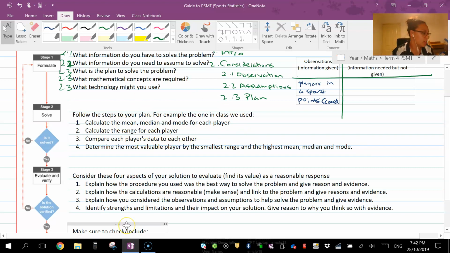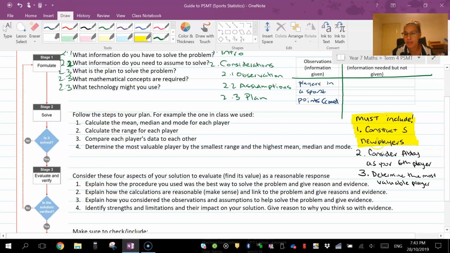There are 3 things I want you must include, and I'm going to pause it so I can write them down. So here they are. These are the things that I'm expecting from you in your solution section that you must include. You are going to construct 5 new players data using random number generator. You have to consider Abby as your 6th player. So you will have 5 new players. So you won't have the same numbers as what the example has there, plus Abby with all her conditions. And then the last thing you need to do is determine the most valuable player on the team that you have. Now you can pick whatever sport you want it to be, that's fine, or you can make up any other sport, but it must include those 3 things as a minimum.